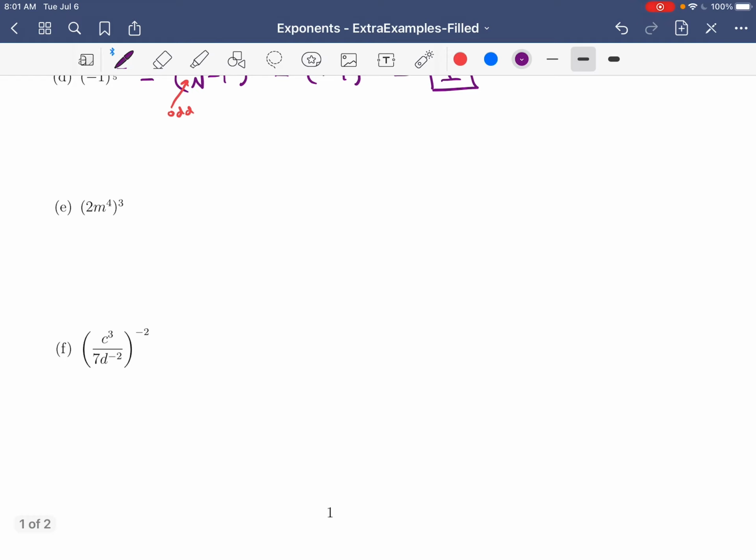Now when we're down here, 2m to the 4, this is again all to the power 3. So using our exponent rules, I can rewrite this as 2 to the power 3 times m to the 4 to the power 3, because they're multiplying inside the bracket. So you can put the power through to everything. So 2 to the power 3 is 8. And then when I have m to the power 4 to the power 3, when I have a power to a power, I want to multiply those powers. So I'm going to have m to the 12.